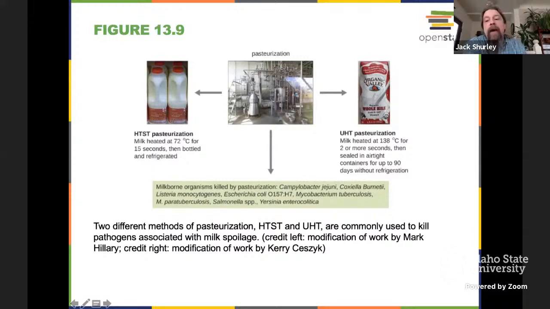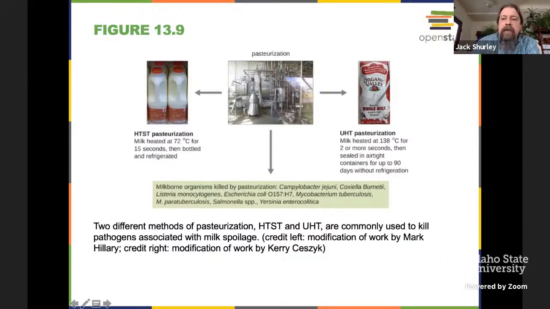There are other ideas, maybe using irradiation, where that's almost the same sort of idea. And similarly, those products do not need to be refrigerated. You can see some of it here in this Organic Valley type of milk, some of it in the United States where it's just on the shelf.